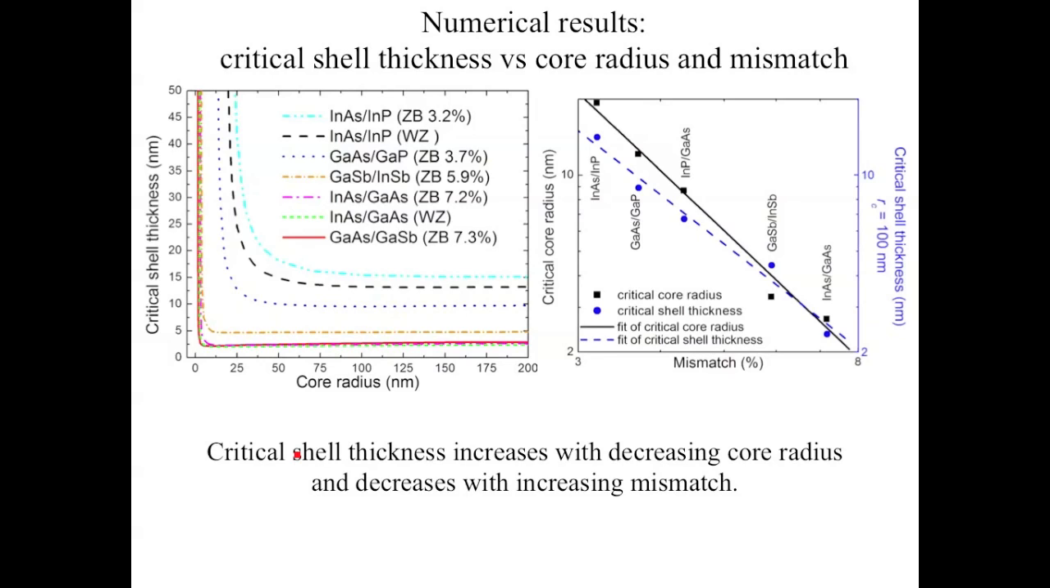So I summarize this here. With an increase in lattice mismatch, the critical core radius, this value here, decreases. Also, the critical shell thickness at this part, which is constant, decreases with increasing lattice mismatch.